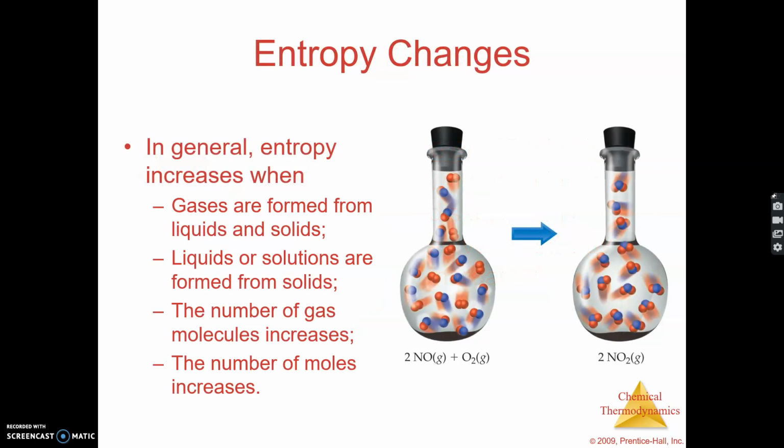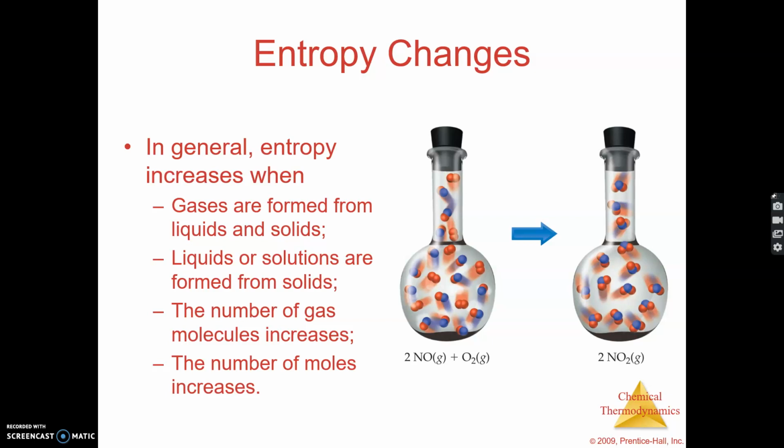And so you can look at these different scenarios of entropy increasing. When gases are formed from liquids and solids, entropy increases. If I start with solids and liquids and I end with gases, entropy went up, right? Solids and liquids have less energy, gases have more energy, so more motion. And liquids or solutions are formed from solids. So again, if we start with a lower entropy state and end with a higher entropy state, entropy has gone up. If the number of gas molecules increases, that means entropy would go up as well.